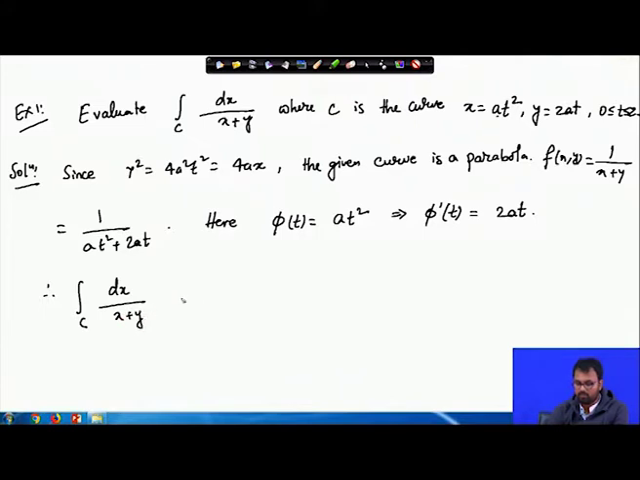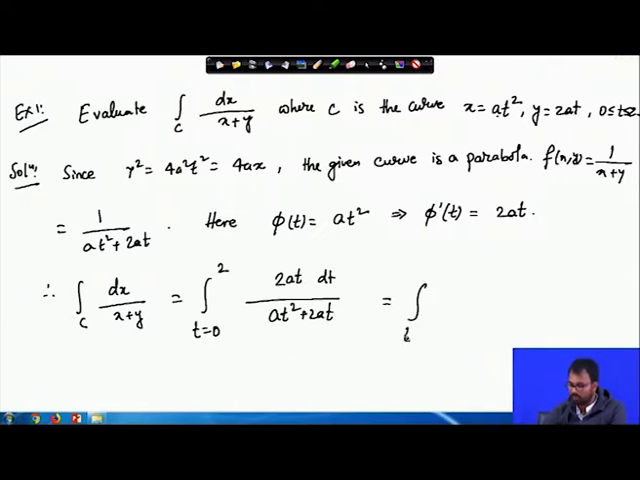Therefore our required integral over C of dx by x plus y equals the integral with t running from 0 to 2. Instead of dx we will have phi dash t dt. So phi dash t is 2at dt divided by f of phi t, psi t. Phi t plus psi t is at square plus 2at. Now this will be basically the integral with t running from 0 to 2. One a will cancel out, one t will cancel out. So we will have 2 here, and then this will be dt by t plus 2.